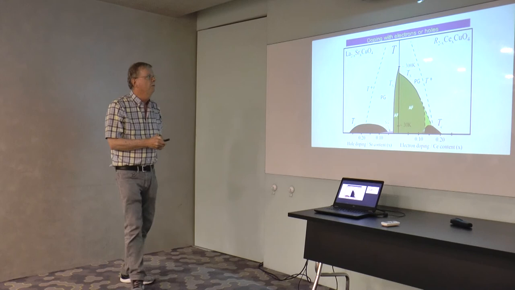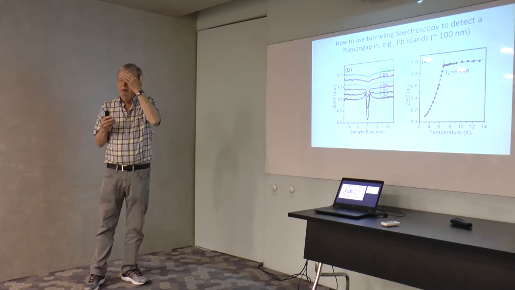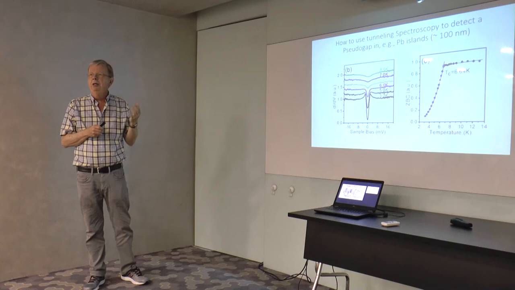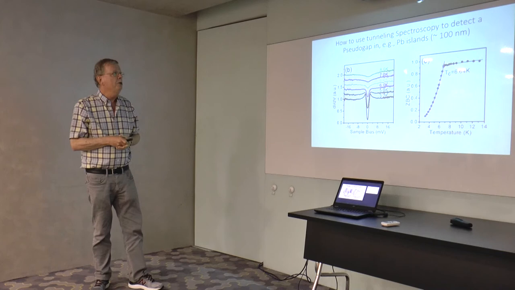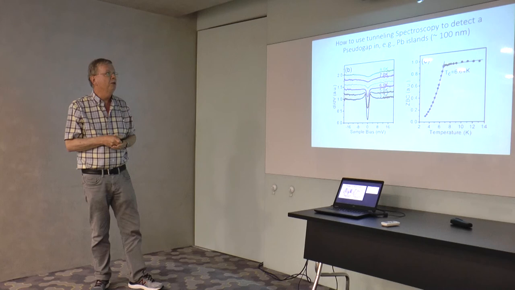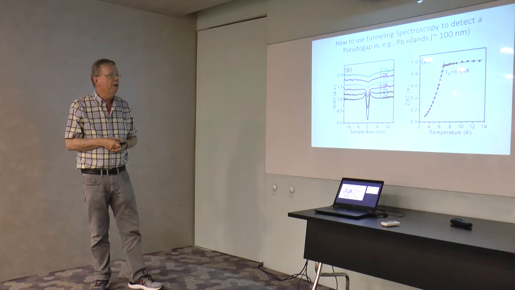So, now to the gentleman's question, what about pseudogaps in things that aren't cuprates? Well, I now present you published data with no comment as to whether you should believe it or not. So this is islands of just lead. This isn't anything special. This is an s-wave superconductor. The islands are small, but not totally small. The transition temperature has been affected somewhat. Here's the conductivity, where it goes to zero down here, rather broadened.